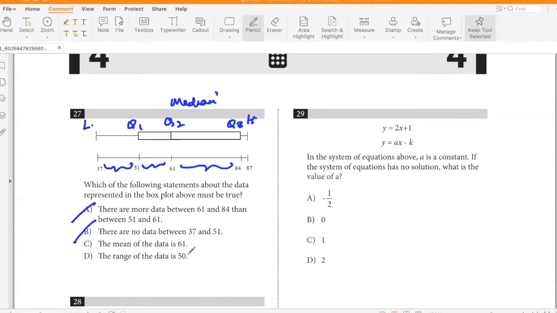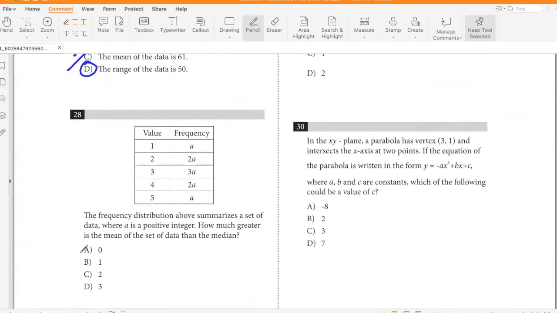The mean of the data is 61. No, the median of the data is 61. So this is wrong. The range of the data is 50. Yes, that is correct because highest minus lowest is 50. So D.